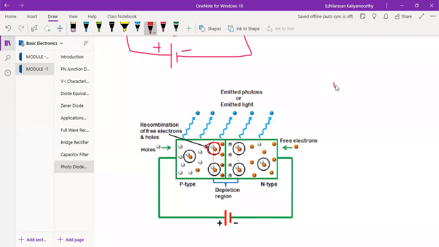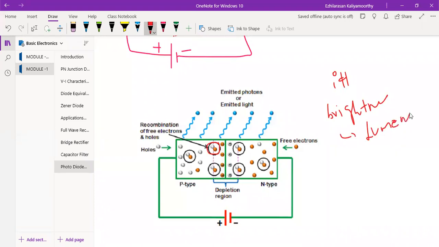Normally, how will we measure the brightness? Brightness will be measured in terms of lumens. They will call it lumens.